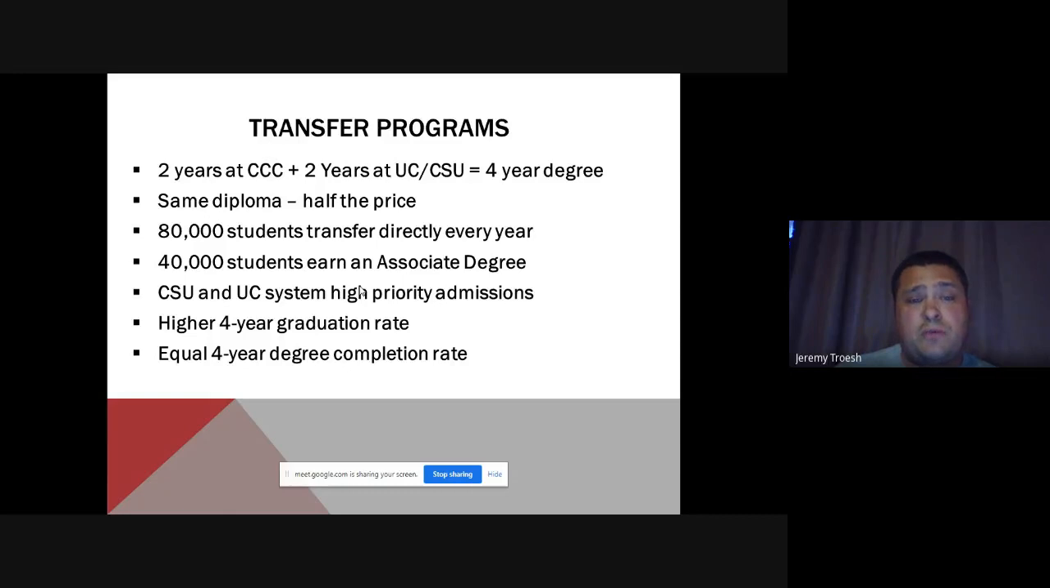Students transferring from a community college to a UC have a higher 4-year graduation rate, meaning if they transfer from a community college to a UC, they are more likely to actually finish and graduate from the UC. In addition to that, they have equal 4-year degree completion times. What that means is that completing a 4-year degree, coming from a community college to a UC, takes the same amount of time. It's about 4.3, 4.4 years, 4 point and a little bit of change. That's because there are some students who take an additional year at the UCs to get their 4-year degree, and it's equal between the two.